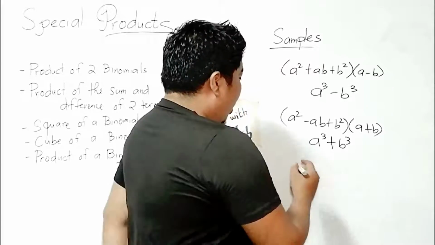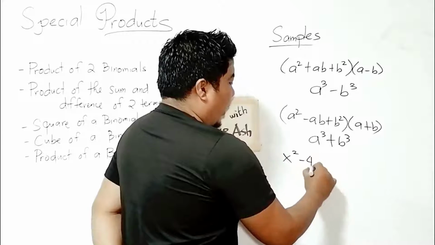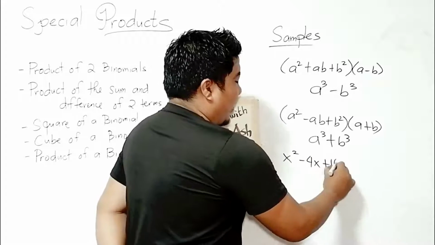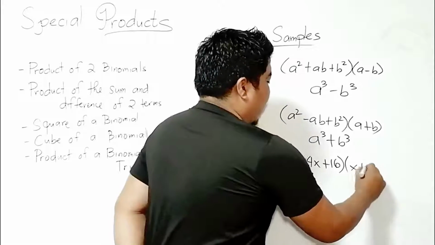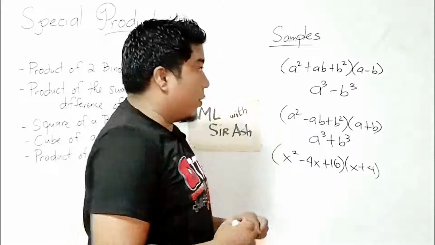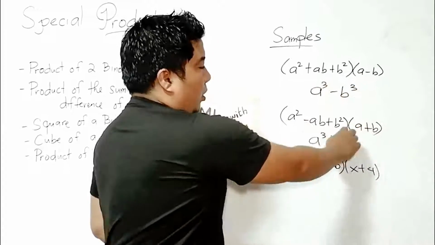Let's say you have an example, x squared minus 4x plus 16 times the binomial x plus 4. Now, my dear math learners, as you can see, this is a trinomial. This is a binomial. 3 terms and 2 terms.